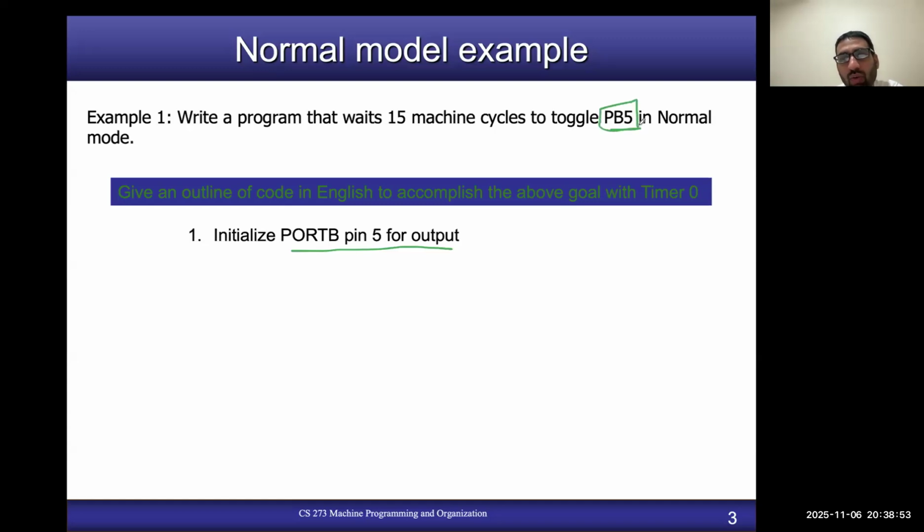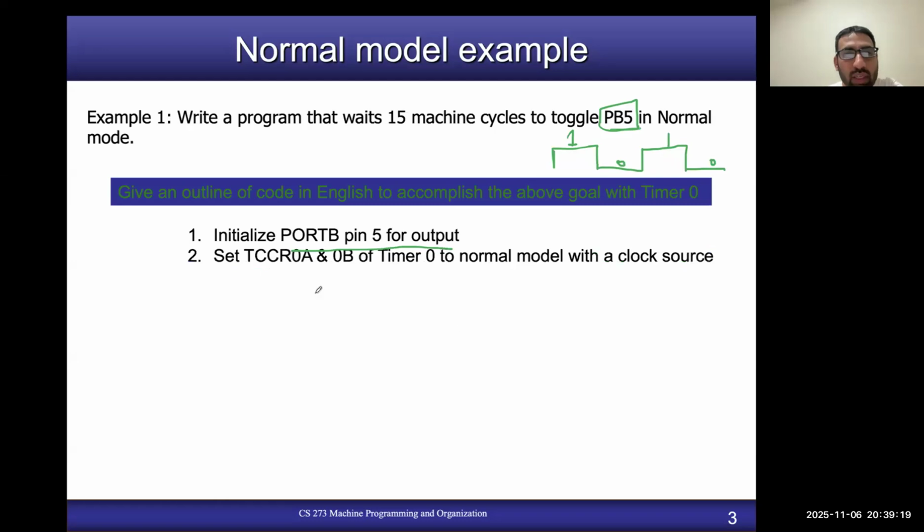When we say toggle, we want its value to be like this. We want its value to be 1 for 15 machine cycles, and then 0 for the next 15 machine cycles, and then again 1 for 15 machine cycles, and then again 0, and so on in a continuous fashion. So it is running in an infinite loop.